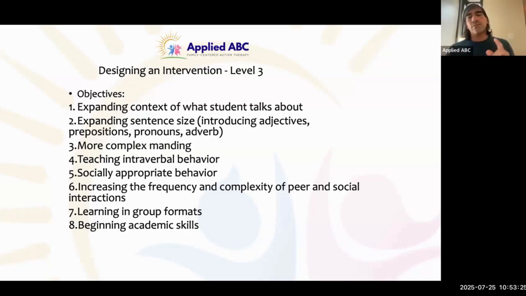Learning group formats. We talked about how it goes from sitting with a group, following a routine, to more involved, making transitions within a group. Group projects would also, there's some overlap with these. And beginning academic skills, reading, writing, and math are all on that top level three.